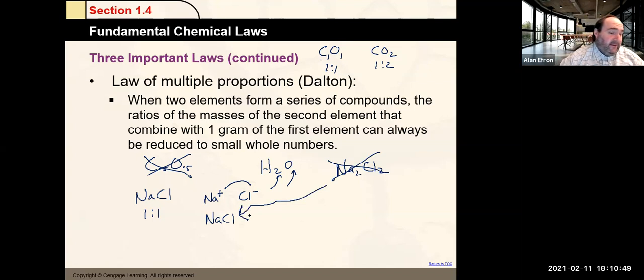And again, that's a good thing to keep in mind, especially when we get into naming and writing formulas. Sometimes people do write crazy formulas because they see charges. But really, ionic compounds, which are a metal and a non-metal, always come together in the simplest whole number ratio that's present. Any questions on that?